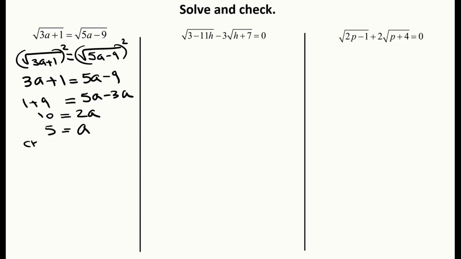I will go ahead and check it because it has an even index, and even index problems, equations containing radicals, are mandatory check problems. So we get square root of 3 times 5 plus 1, and we want to know if that's equal to the square root of 5 times 5 minus 9. On the left side, we get the square root of 16.